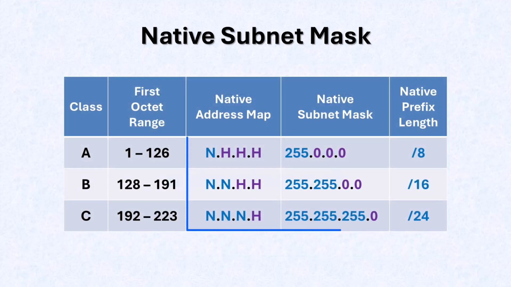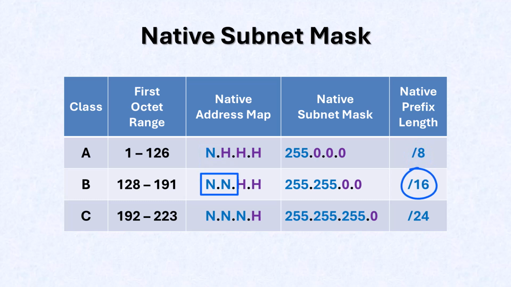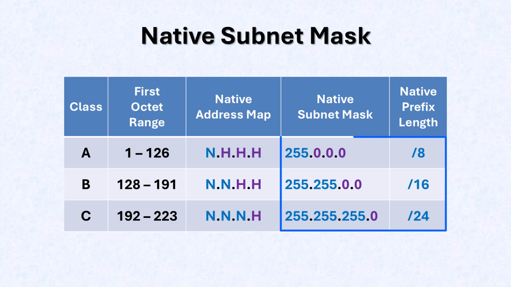To determine the subnet mask, simply set the network bits to 1 and set the host bits to 0. As we know, the prefix length indicates the number of network bits. A /8 means the first 8 bits are network bits. Similarly, a /16 means the first 16 bits are network bits. And finally, a /24 means the first 24 bits are network bits. The subnet mask and the prefix length are synonymous in that they both represent the number of network bits.